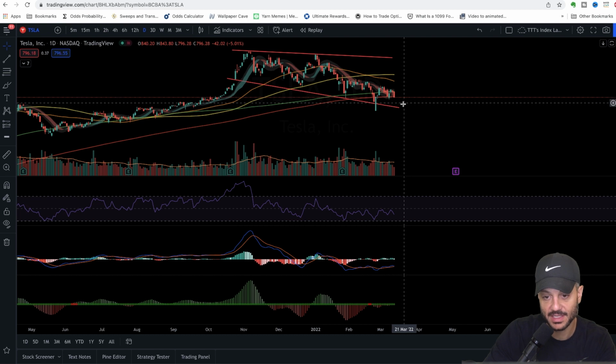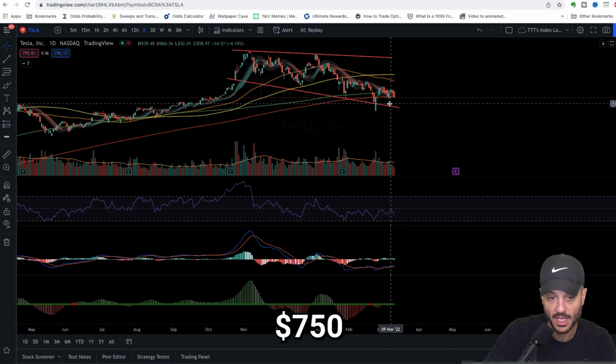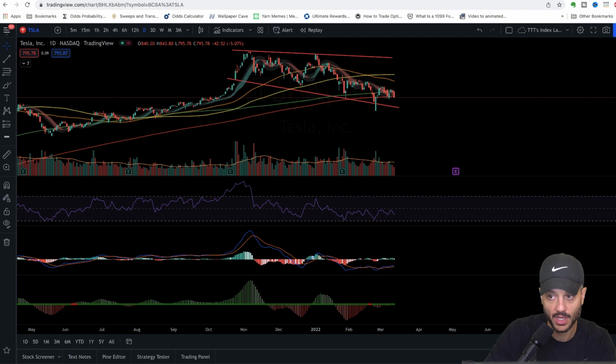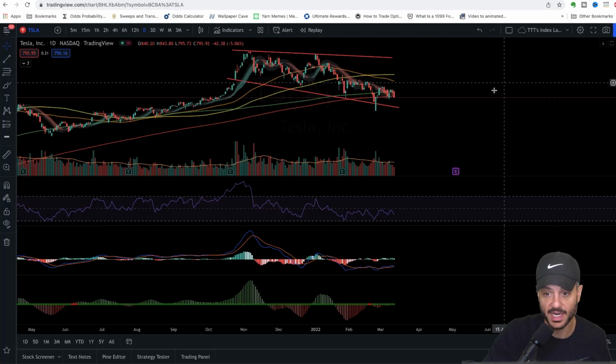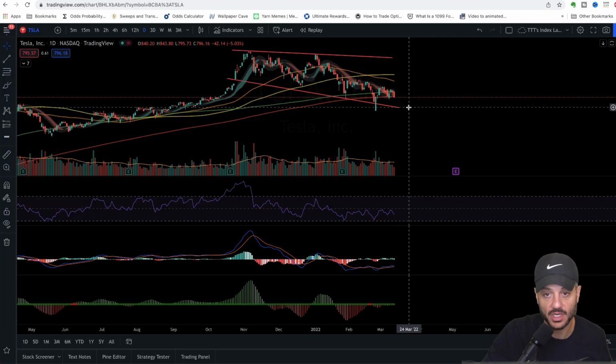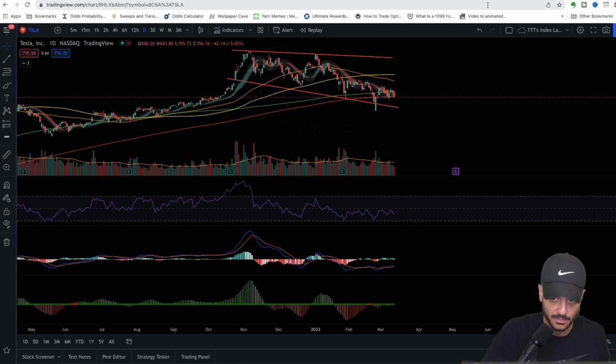But if you think Tesla is hitting a floor, say that you think Tesla is hitting a floor at around the 750 price level. Well, how would you play that with options if you don't know how to trade spreads? Historically, you would probably just buy a call and pray that it goes up. And if it goes down, you're going to start losing money.